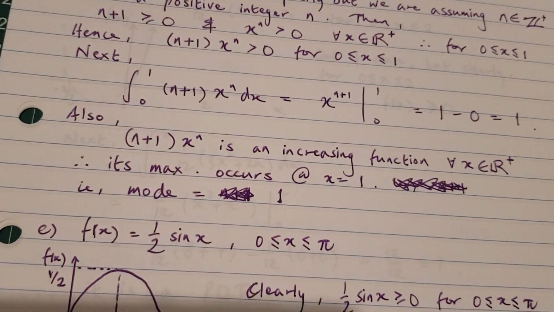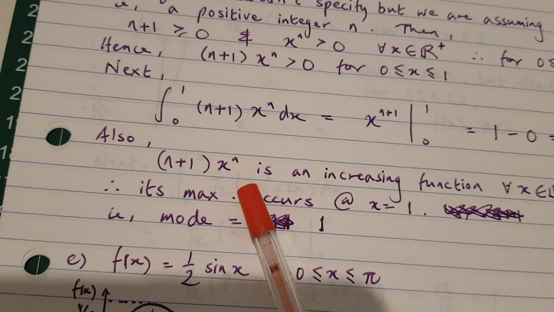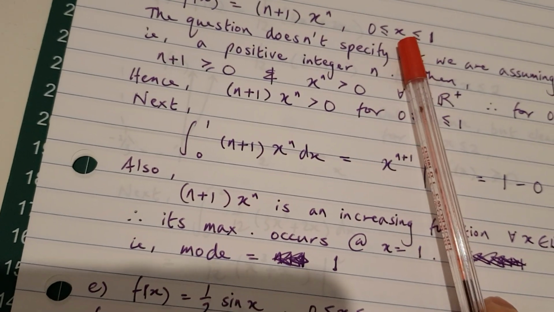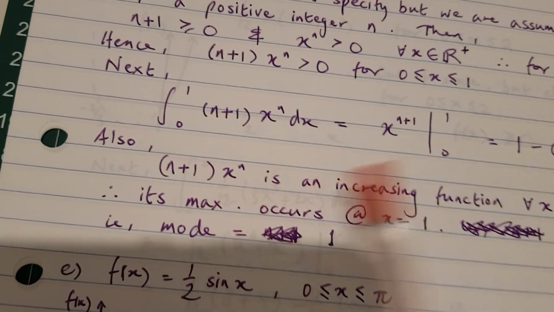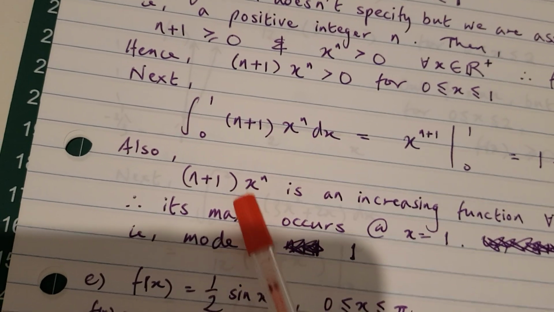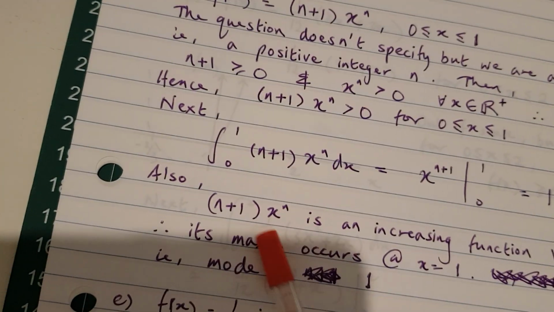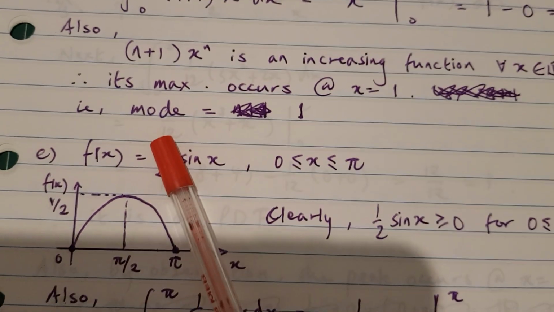So that's now a perfect PDF. Hence, we're able to find the mode. Now, we know that this is increasing because x lies between 0 and 1, and n is a positive integer. So this is increasing. Therefore, because the function is increasing, the mode occurs when x is the largest within the given domain, which is 1. So the mode is 1.